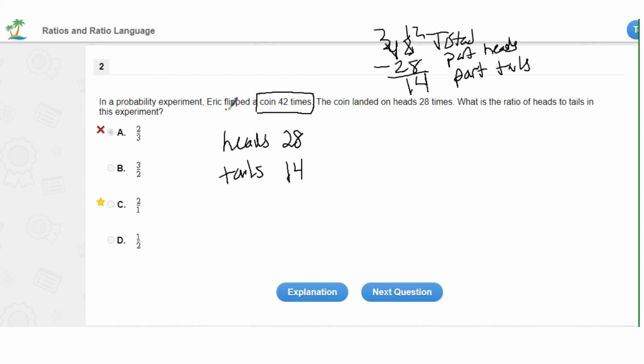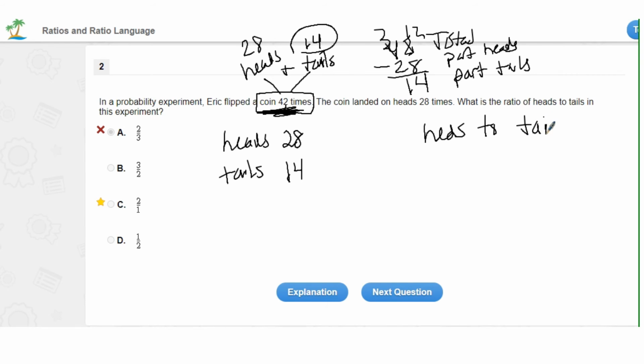So remember, he flipped the coin a total number of times. So the coin consists of heads and tails. So if the heads is 28, the rest must be the tails, and the rest is obviously going to be 14, because 14 plus 28 will give us the whole 42. So if we want the ratio of heads to tails, we will have to use 28 to 14.